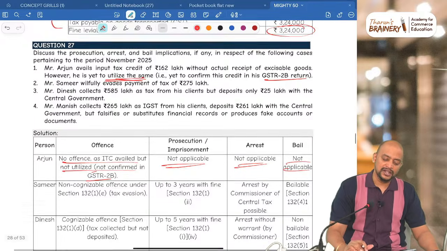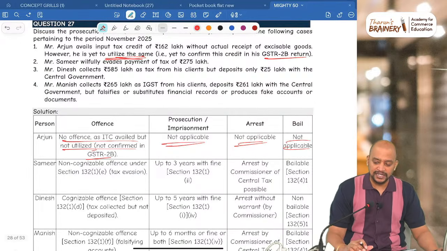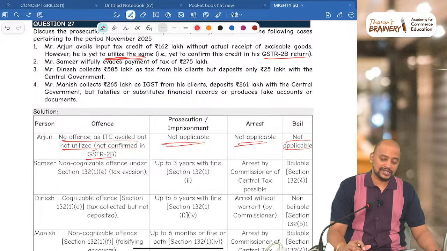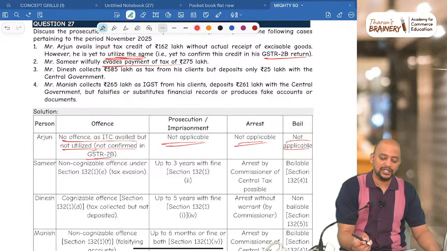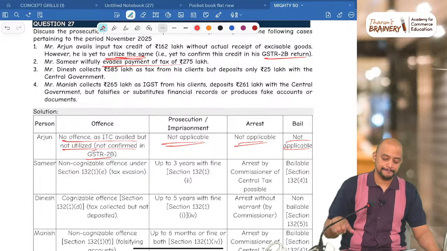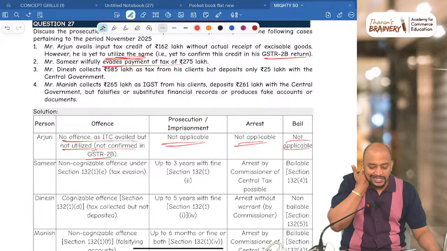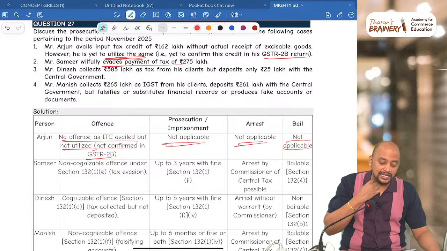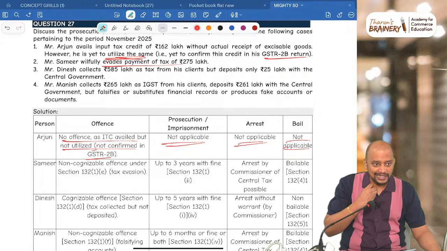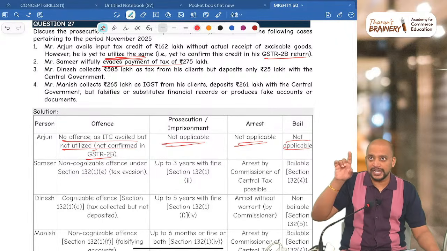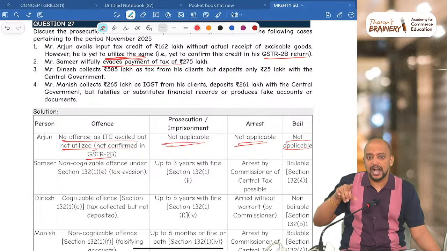Mr. Samir willfully evades payment of tax, 275 lakhs. Then, collected tax not paid within 3 months. Okay, willfully evades. So what should be taken? Is there an offense? Yes. What is the imprisonment? 2.75 crores. If it is first time, up to 3 years.